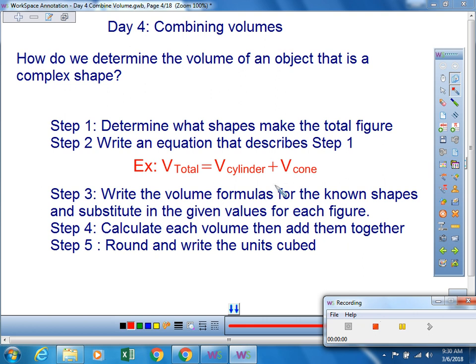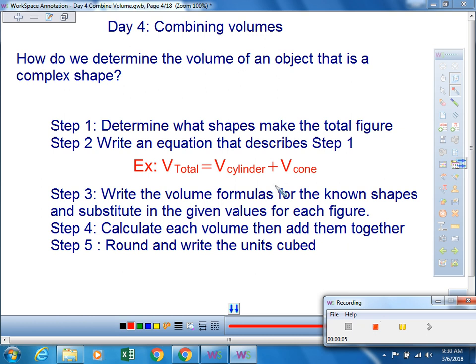So we're going to find the volume of a complex shape. First, we determine what shapes make up the figure. And then we're going to write an equation. This equation has to be written on each one.